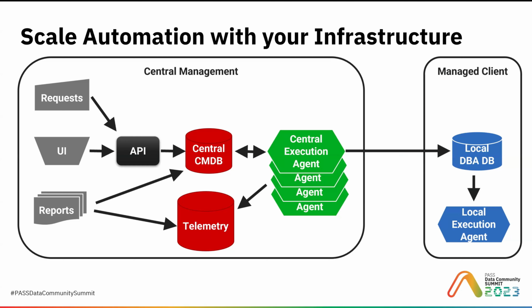And the reason it's 4 is because I have 2 data centers and I want 2 of them in each data center for redundancy. If half of them fail, it still works. So with 8 cores running a little bit of C#, I can easily manage 1,000 instances with more than 10,000 databases on them. And the execution agents are never the bottleneck.